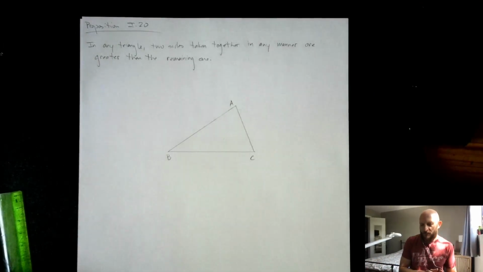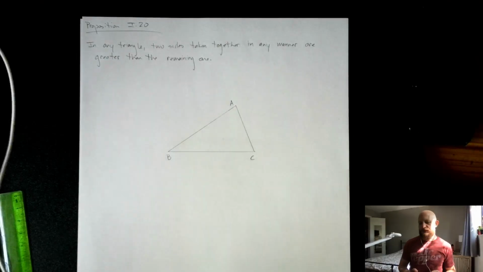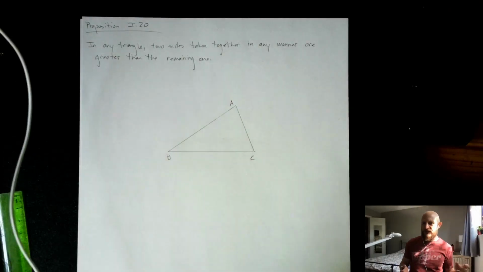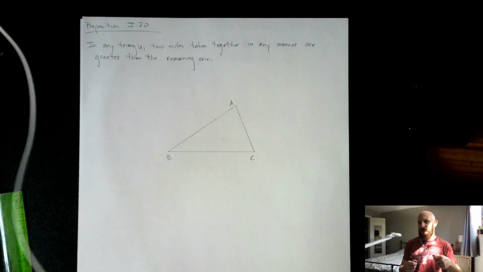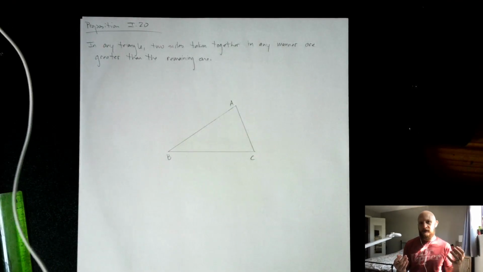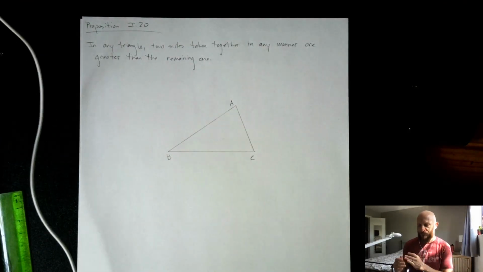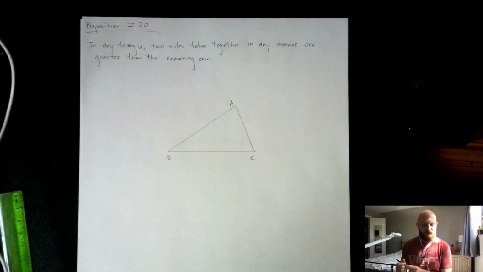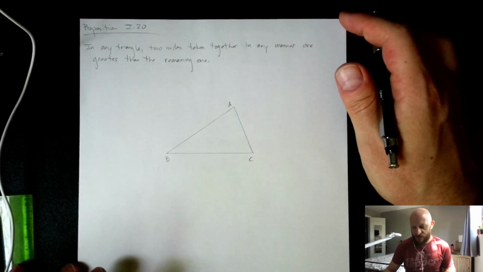All right. Prop 20 says, in any triangle, two sides taken together in any manner are greater than the remaining one. So it's a pretty straightforward claim. It's just saying take any triangle, take two sides, add them together. That sum is going to be larger than the third remaining side. So this is our old friend, the cornerstone of analysis, the triangle inequality. But we're going to prove it geometrically.